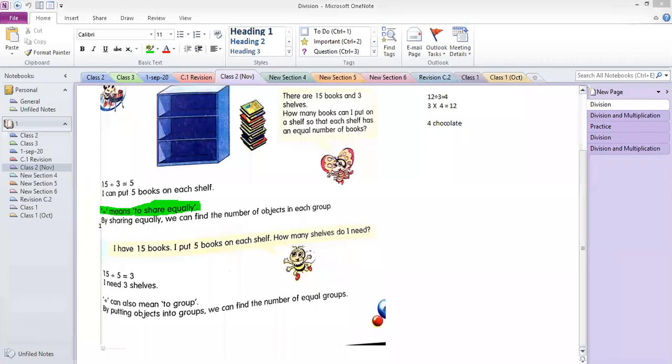In lesson number 45 of grade 2 mathematics, we started revision yesterday. What we studied yesterday was the concept of division, that in division we share in a number of equal groups. When we talk about sharing in equal groups, we use the division method.